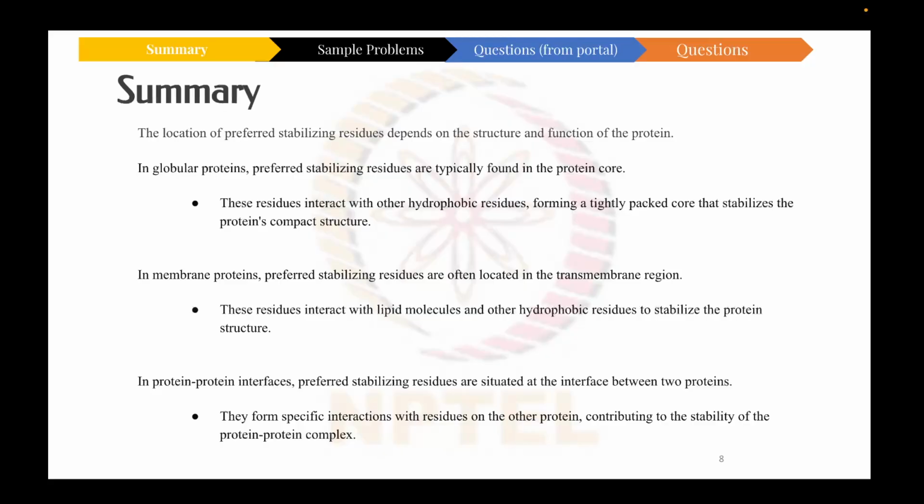protein-protein interactions. In membrane proteins, preferred stabilizing residues are often located in the transmembrane region, where they interact with lipid molecules and other hydrophobic residues to stabilize the protein structure. These residues are typically hydrophobic and have a high propensity to form alpha helices or beta sheets.